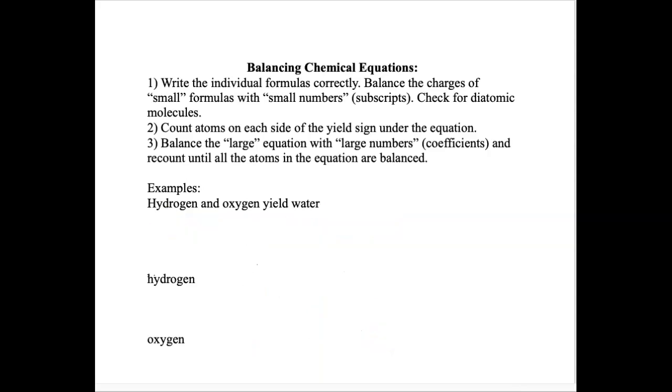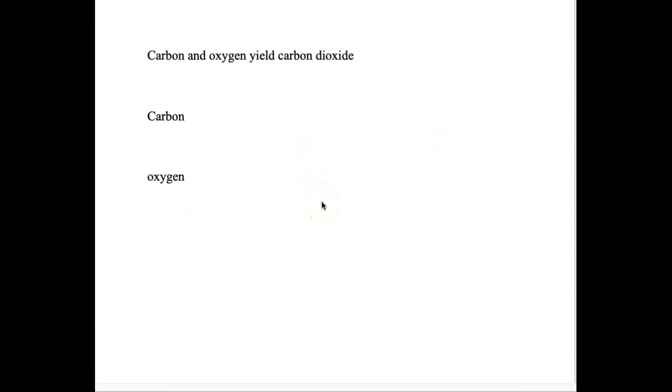All right, let's try another example to use these steps. Here we have carbon and oxygen yield carbon dioxide. So we write the symbol for each element. We have carbon plus oxygen yields, and carbon dioxide makes it simple. The prefix tells us to write 1 carbon, and di means 2 oxygens.